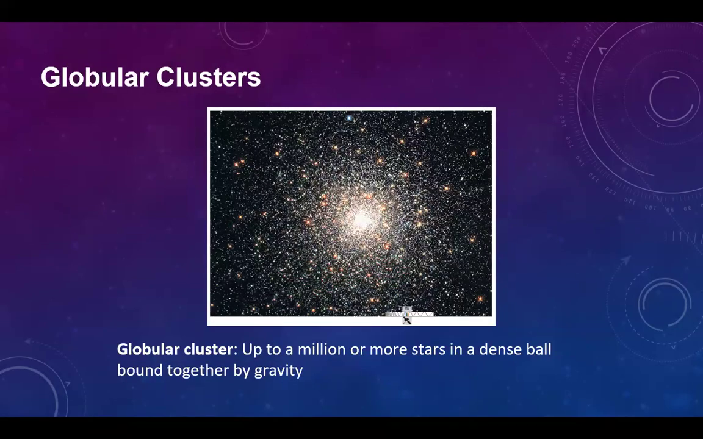Globular clusters are much bigger. There are a million or more stars in a dense ball bound together by gravity. They tend to be significantly older, and they tend to be in the halo of the galaxy. So there's sort of a sphere of these globular clusters around the galaxy. So there was a period where we had these big globular clusters forming early in the history of the galaxy, and then later star formation moved to the disk, and we got more of these smaller open clusters. And we can date various clusters of stars. So these are the two main types of clusters.